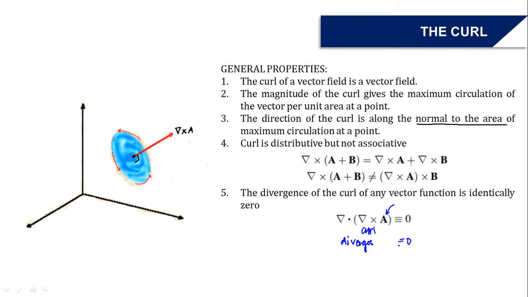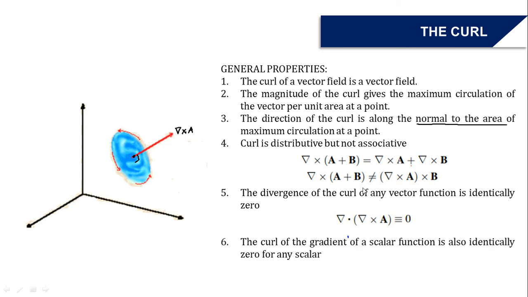Okay? Isa 'yan sa mga properties ng curl na merong gamit pagdating sa electromagnetism. Nadadaanan natin 'yan pag nandun na tayo sa topic na 'yan. Okay? Next property. The curl of the gradient of a scalar function is also identically 0 for any scalar.